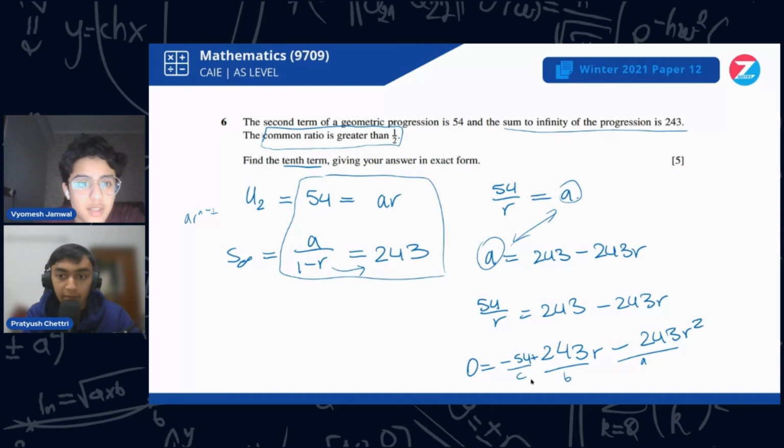So you said that the second term of the geometric progression is 54. The sum to infinity is this. The common ratio is greater than half. And the 10th term. So you said AR equals to 54, and A upon 1 minus R equals to 243.